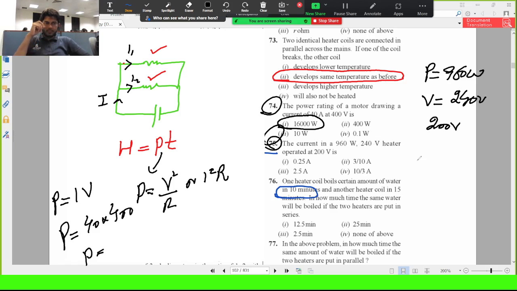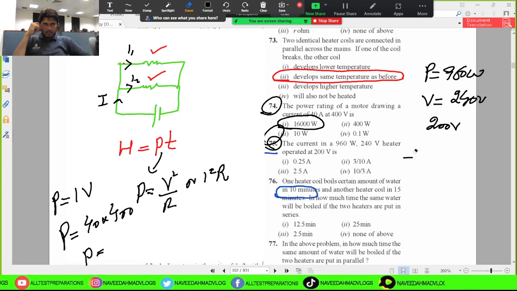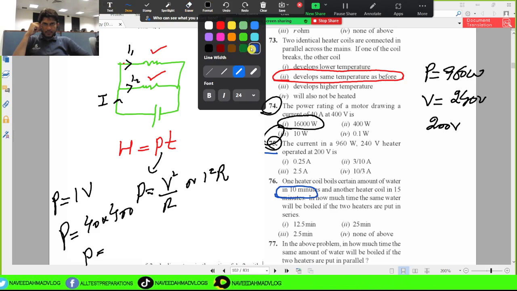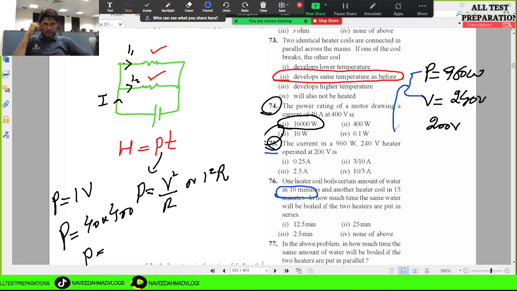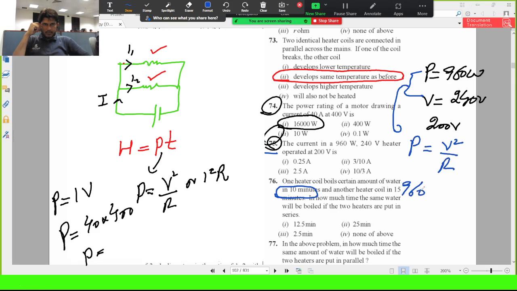So as we know that the current I is equal to... So first of all, you need to find the resistance. Okay? So you need to find the resistance, that's equal to P is equal to V square divided by R. So your power is 960 and your voltage is 240. So 240 square divided by R.